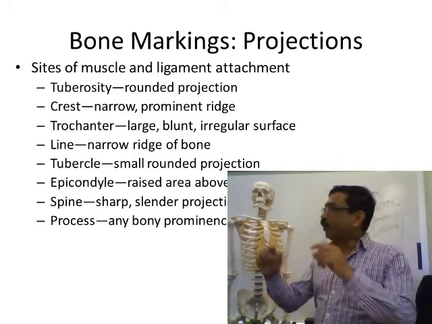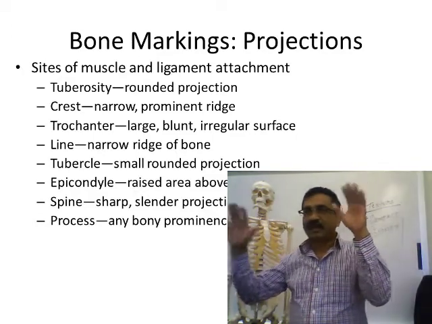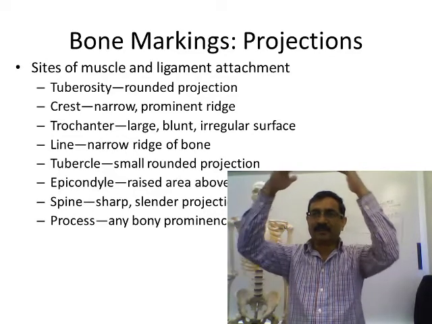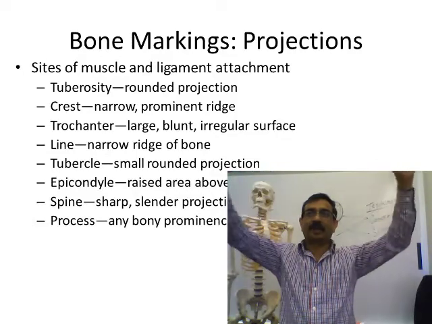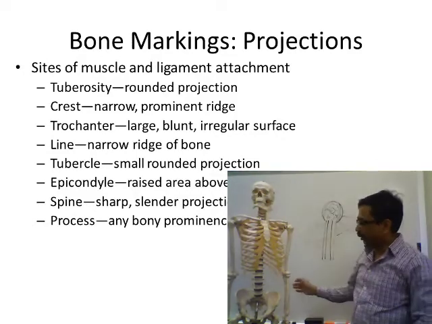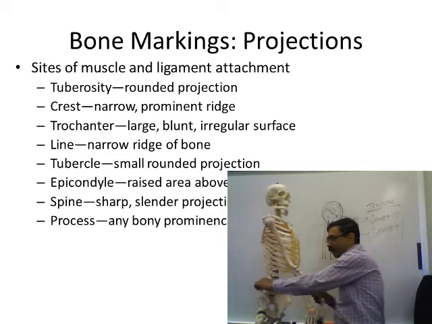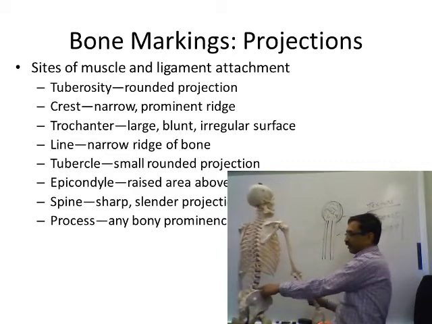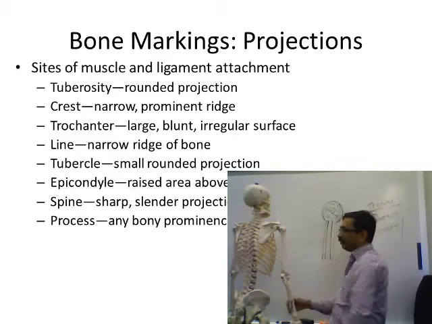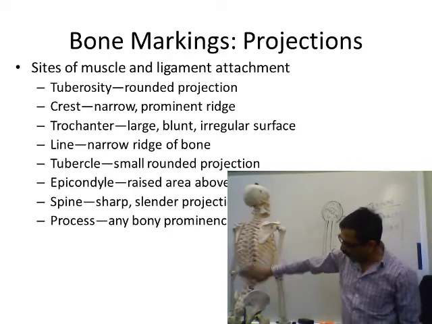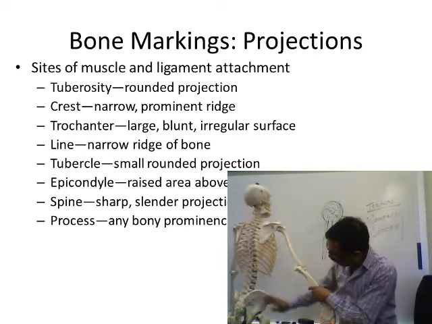Crest, a narrow prominent ridge. In general, when we use the term crest, we indicate the top part, right? We say the crest of the mountain, you see from far, right? The top part. For example, this is the hip bone, and this top part is called the iliac crest. So this is an example of crest. Back muscles and abdominal muscles come down and get attached to this area.